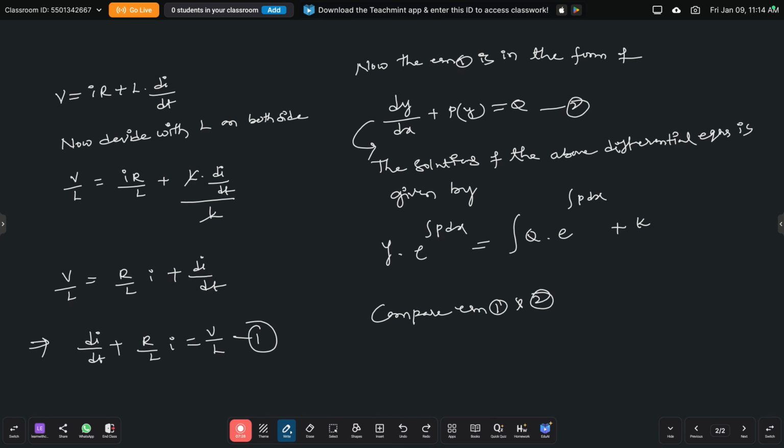Here it is di by dt, but there it is dy by dx. So by comparing equation 2 with equation 1, we get y is equal to I. In place of y there is I, and in place of x that is equal to t. In place of p, p is equal to r by l. And by comparing the value of q, q is equal to v by l.